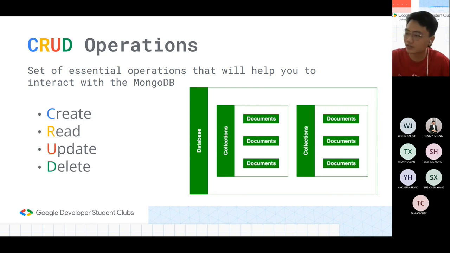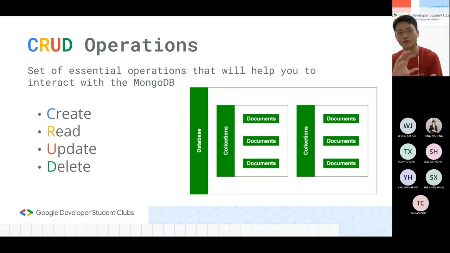And from the image inside our slide, there is a database, collections, and documents. So we can simply say that one database can contain multiple collections, and one collection can contain multiple documents.